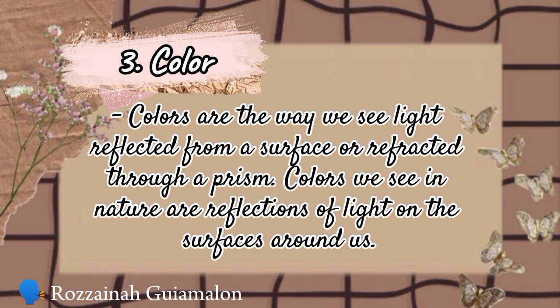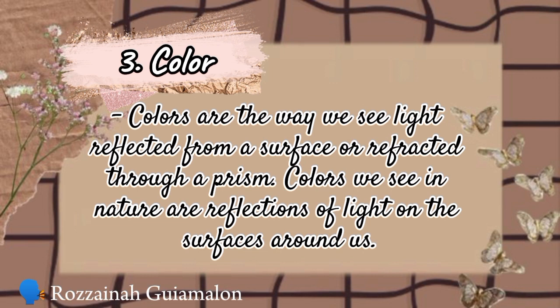So when the light shines on an object, some colors get absorbed by the object while others bounce off or are reflected back to our eyes. The colors that bounce off the object are the ones we see. For example, when we see a red apple, it's because the apple absorbs most of the colors in the light but reflects the red color back to our eyes. That's why it appears red to us.